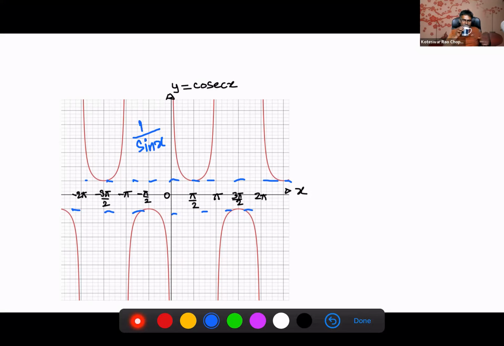Why? Can you think of a reason why? The parabolas are not intersecting. No, no. These are not parabolas. They look like parabolas, but they are not parabolas.